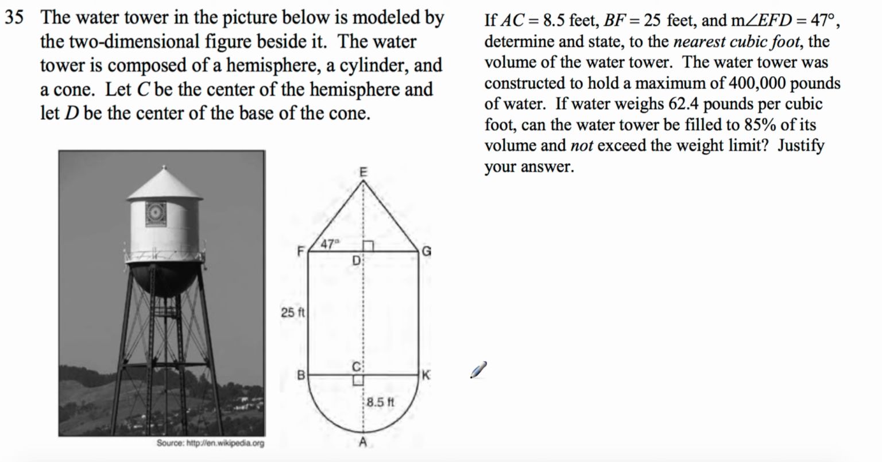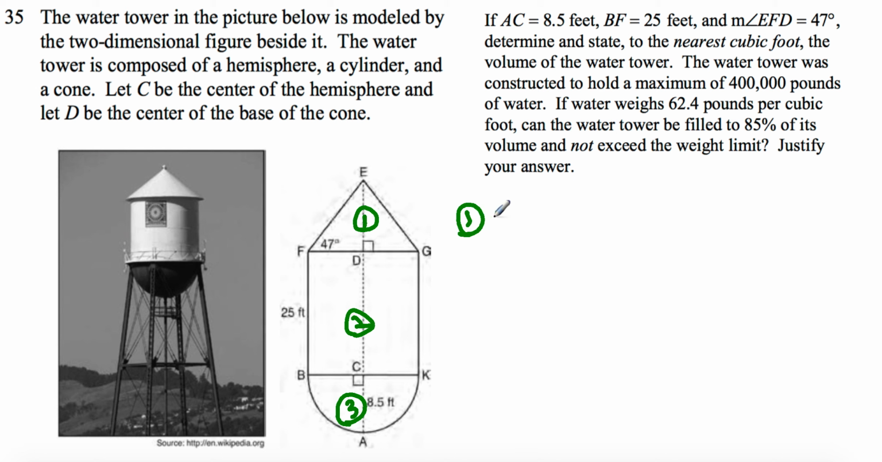Let's look at number 35. The water tower in the picture below is modeled by the two-dimensional figure that we see over here. Now, if AC is 8.5 and BF is 25, and the angle here is equal to 47 degrees, determine and state to the nearest cubic foot the volume of the water tower. Volume, that means here we have a hemisphere, so let me call these 1, 2, and then 3. So how do you find the first one? This is an 8.5 radius, then this is an 8.5 radius, either this way or this way.